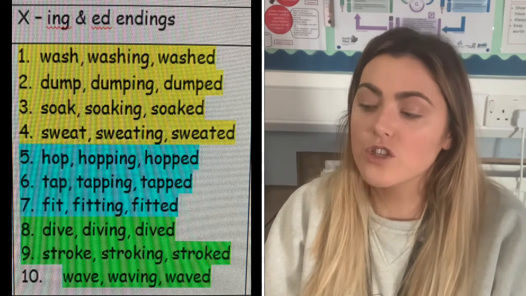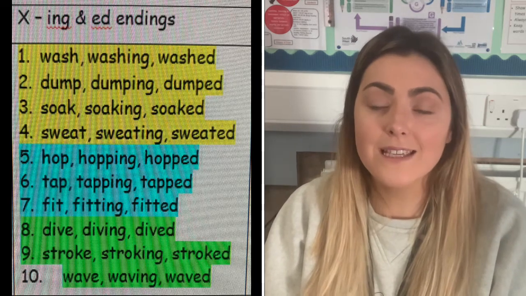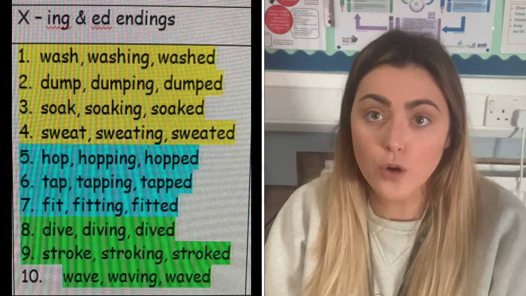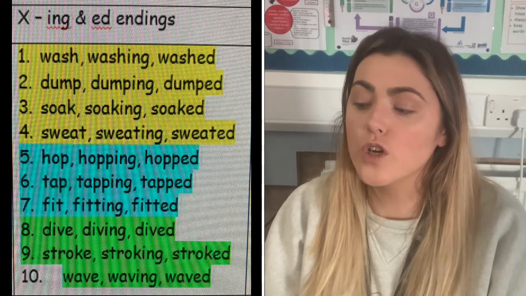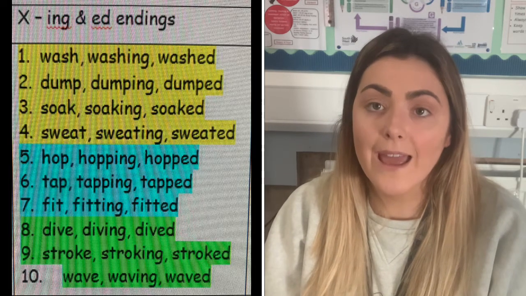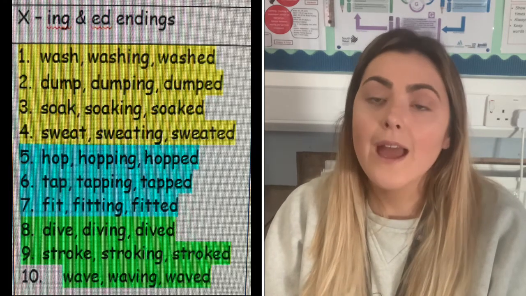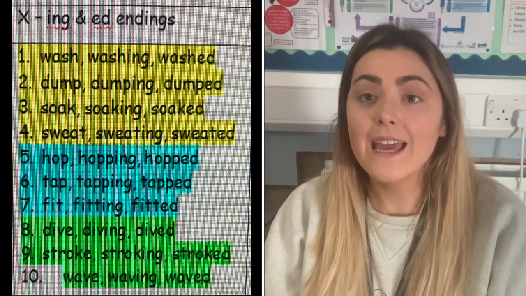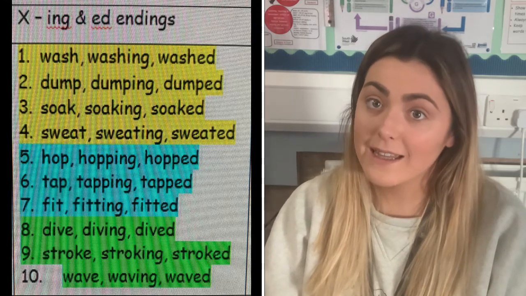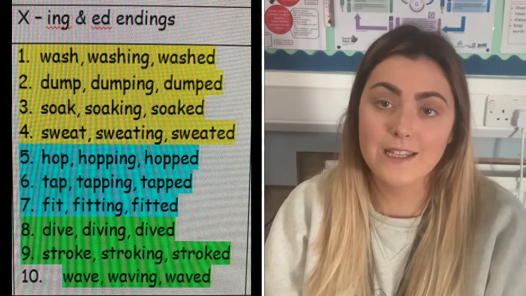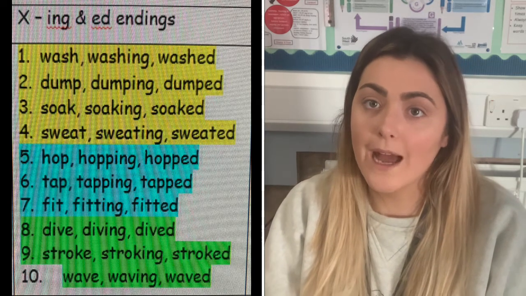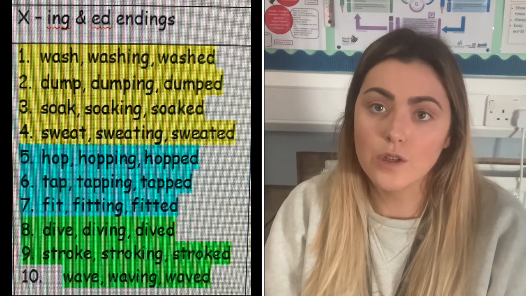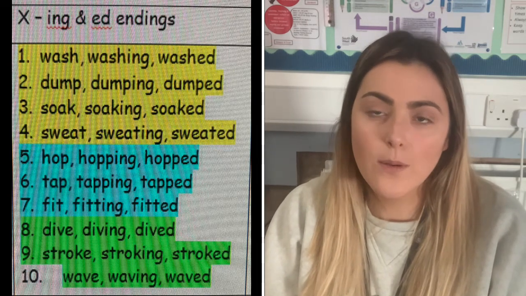So let's look at stroke. It goes from being S-T-R-O-K-E as stroke. When we want to add that suffix, we take off the E. So it goes to S-T-R-O-K-I-N-G for stroking and S-T-R-O-K-E-D for stroked. So we just add that E-D and the first E is already gone. So when a word ends in E, we get rid of the E before we add ing or ed to the end of it.